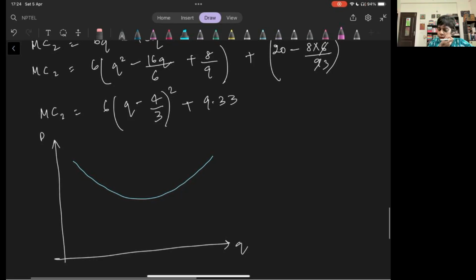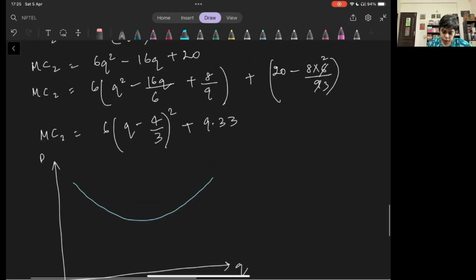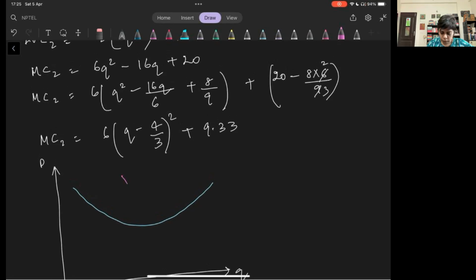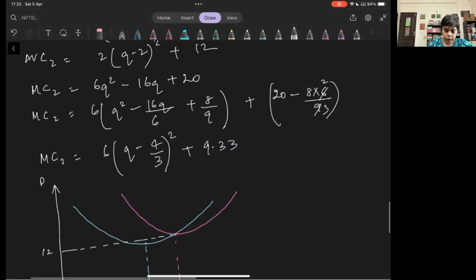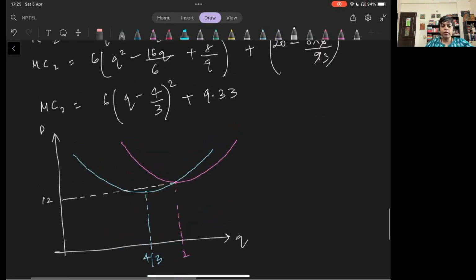So let's draw the average variable cost curve. Let's assume this is the minimum. This is 2. Again, I'm drawing a very rough diagram. It is just for representation purpose and just to understand what we are doing here. This is 12. Yeah, so this is what we have done.